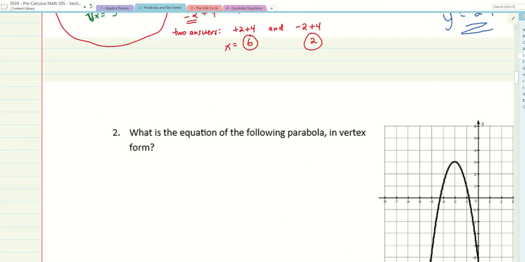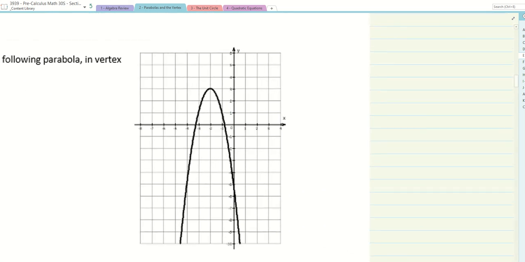First of all, let's look at how its vertex has been moved. Okay, so how has its vertex been moved? Well, the vertex to a parabola is always there. So we can see it's been moved 2 to the left and 1, 2, 3 up.